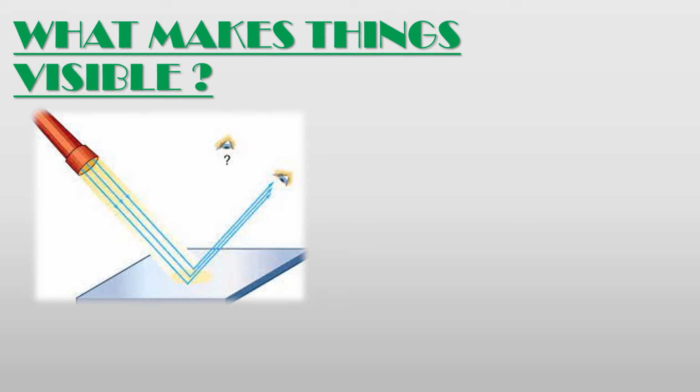Now, due to the small wavelength of light, it produces negligible diffraction. So by this statement, we can conclude that light travels along a straight line.